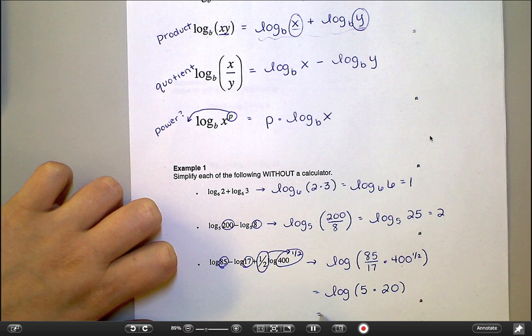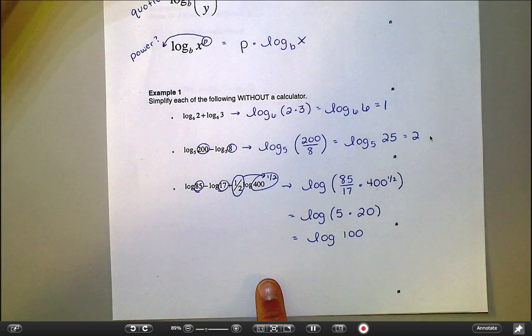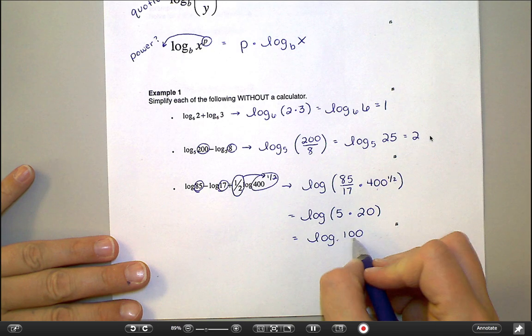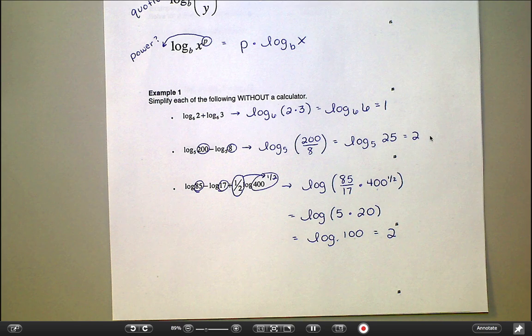okay? Well, 5 times 20 is really 100, so this really just becomes log of 100 after combining all of that stuff. And then there's no base written, so it's really a power of 10. So we're saying 10 to what power makes 100? Final answer there would be 2. Okay.